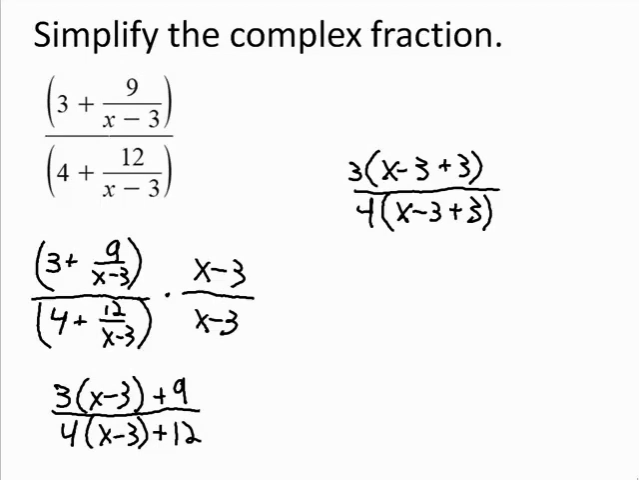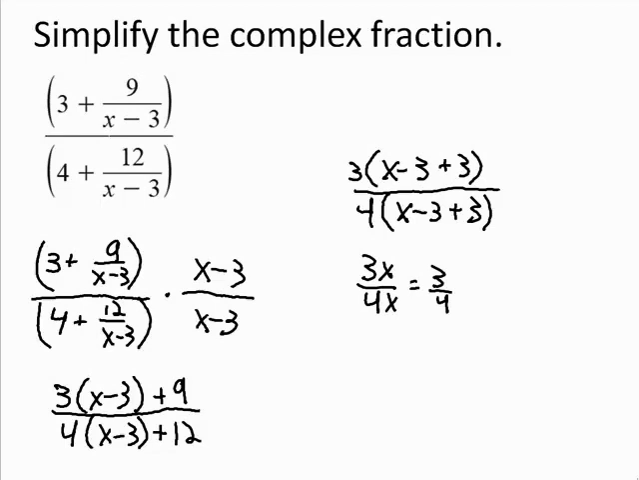Combine like terms. The 3 and negative 3 cancel out. You are left with 3x divided by 4x. There's an x in both the numerator and denominator, so they cancel out. You are left with 3/4.